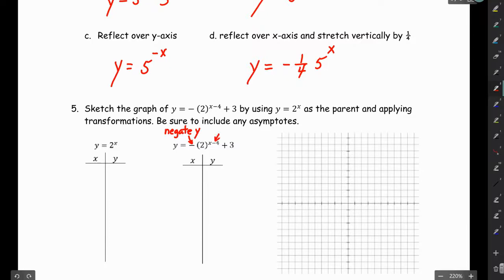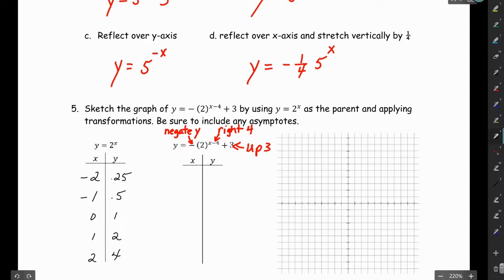This minus 4, that means we're going to move the whole function right 4. Means all the x values, we have to add 4 to all the x values because we want to move the whole function right 4. And this plus 3 means we want to move the whole function up 3. All right, so let's graph the points for the parent function. We have these points from the first page, so I'm just going to copy those in.